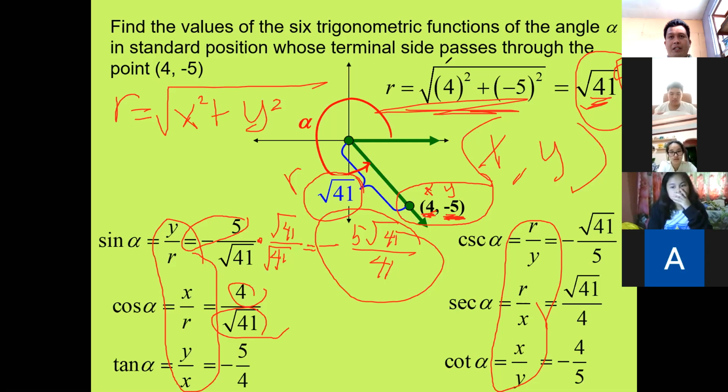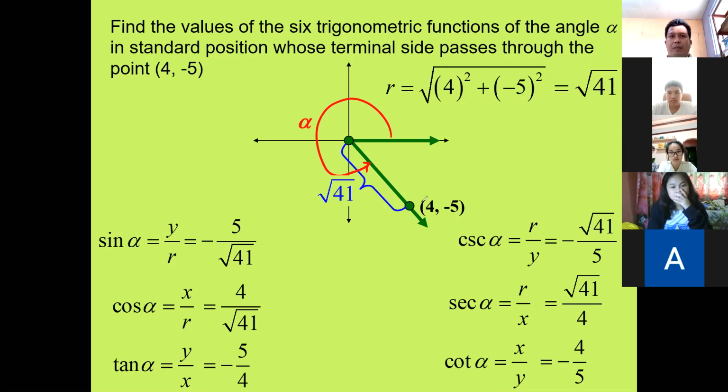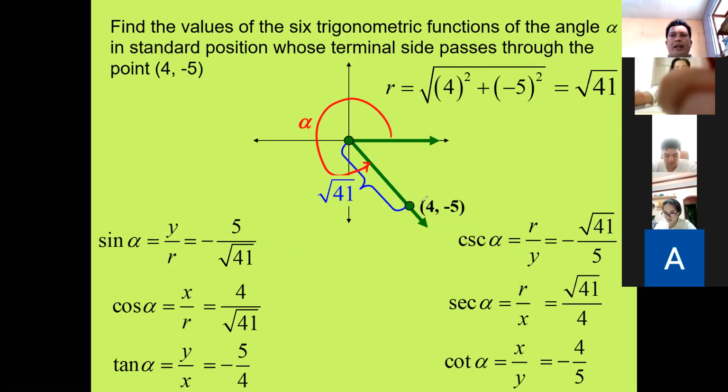I will eliminate the scribbles so you can see the complete solution. Yes, Clarice? Why did we divide the negative 5 over square root of 41 by 41?